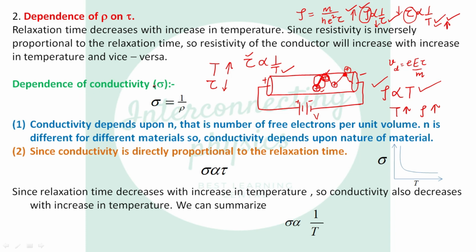Now, dependence of conductivity on temperature. We already studied that if temperature increases, resistivity increases, and conductivity is inversely proportional to resistivity. That means conductivity will decrease. If temperature increases, resistivity increases and conductivity decreases. That means conductivity is inversely proportional to the temperature of the conductor.